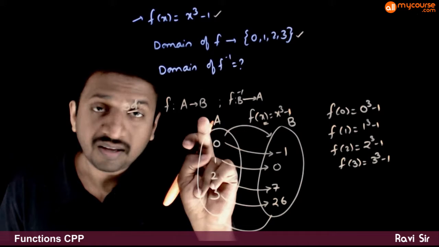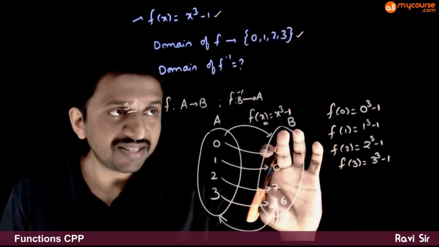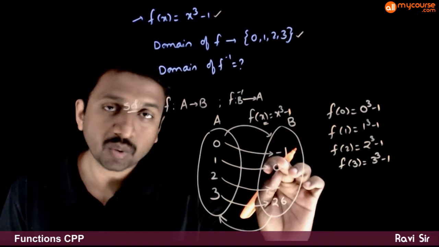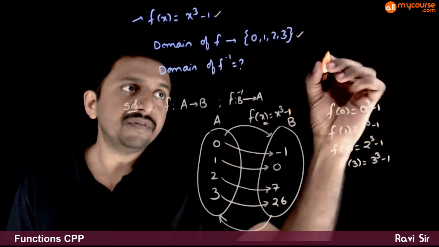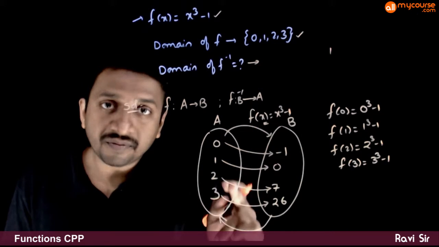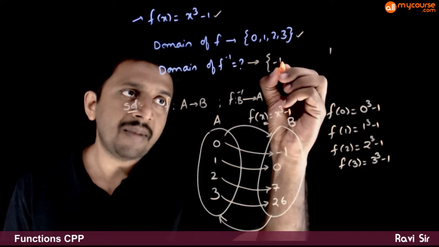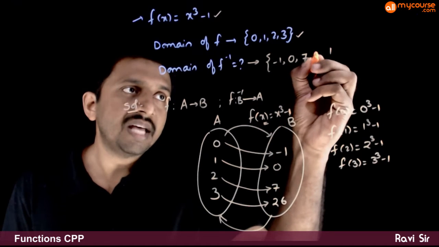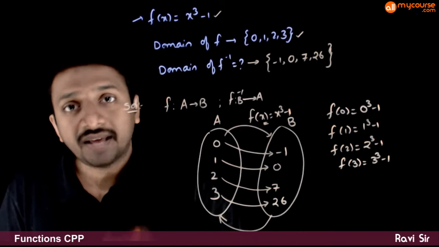Now, if 0, 1, 2, 3 is the domain of f(x), what is the range of f(x)? Minus 1, 0, 7 and 26. So what is the domain of f inverse? The domain of f inverse is nothing but the range of f. That is the set containing minus 1, 0, 7 and 26. So this will be the answer to this question.